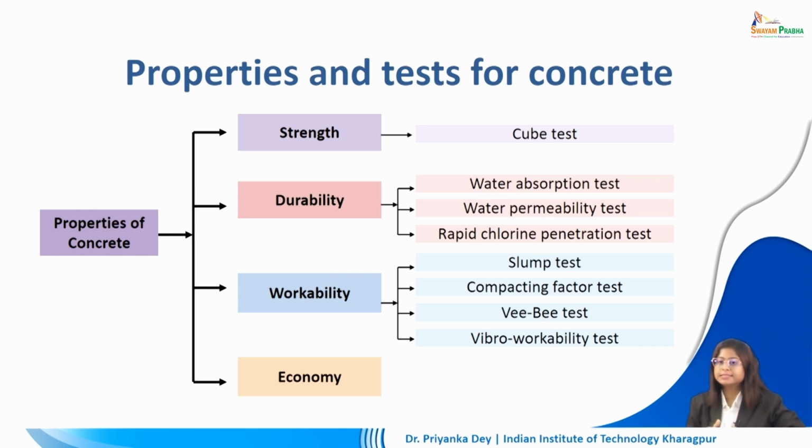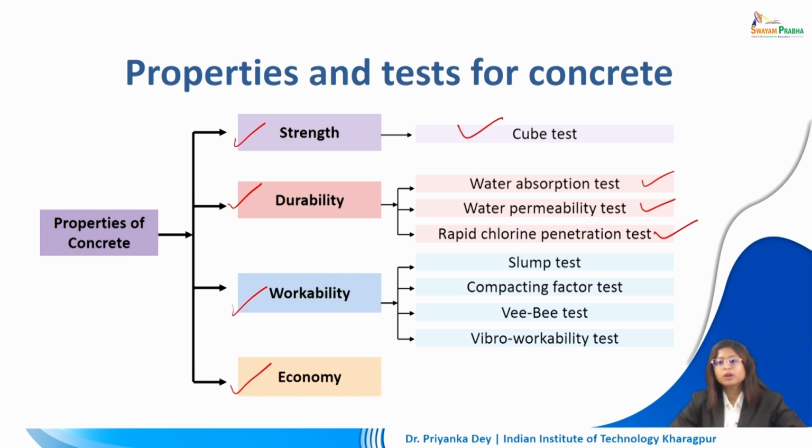Now, concrete has several properties. We check for its strength, durability, workability and economy. For checking the strength, we do the cube test. For the durability, we do the water absorption test, water permeability test and rapid chlorine penetration test.